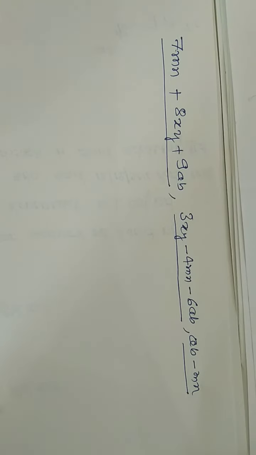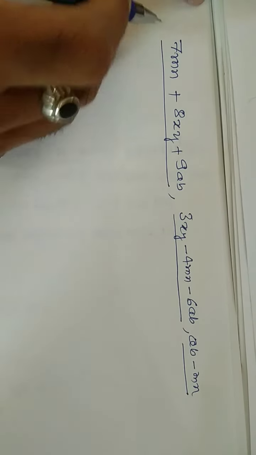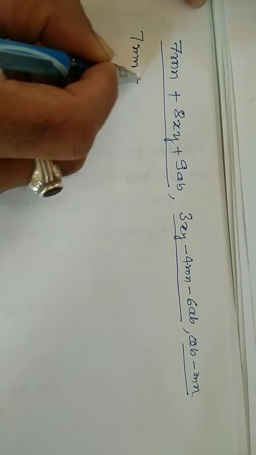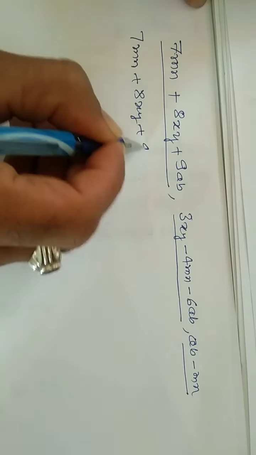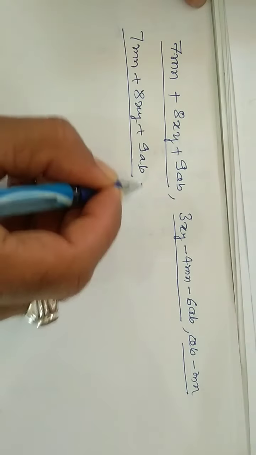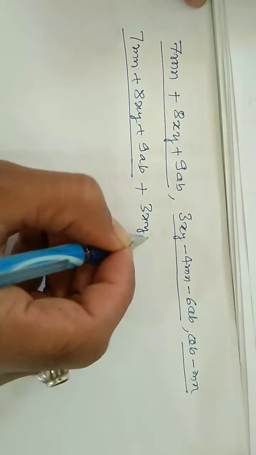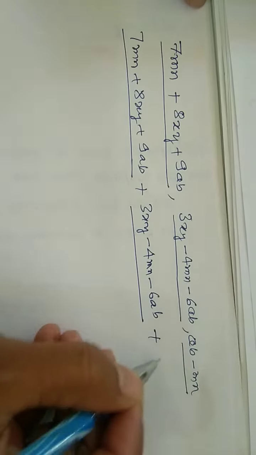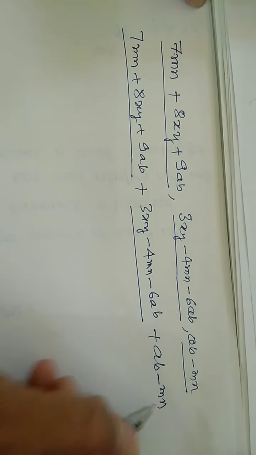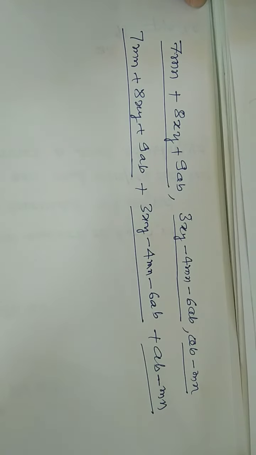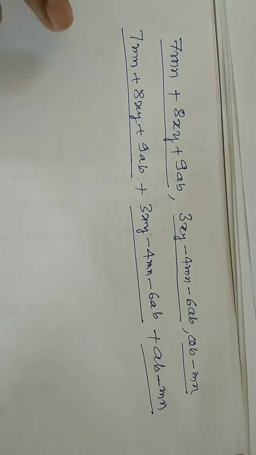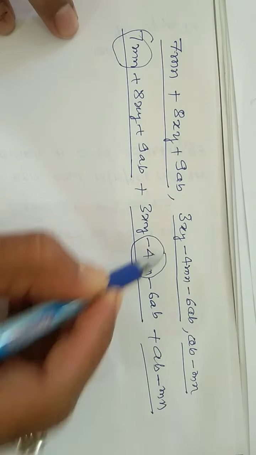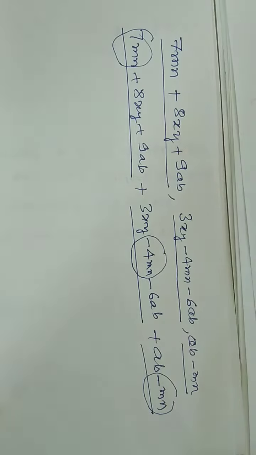We have also seen in the first example that we have to add the like terms. First we have to add all those things: 7mn plus 8xy plus 9ab, we have to add this expression with 3xy minus 4mn minus 6ab plus ab minus mn. So we have added all the three expressions. Here we have to select the like terms. 7mn, minus 4mn and minus mn, these are the like terms.